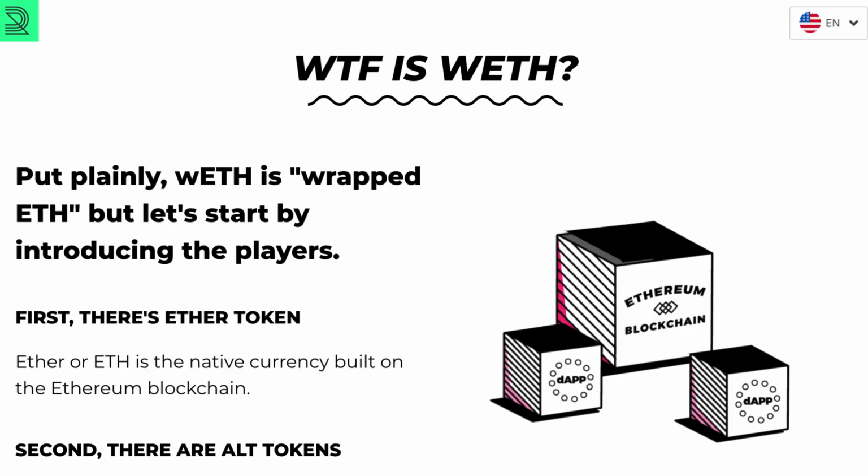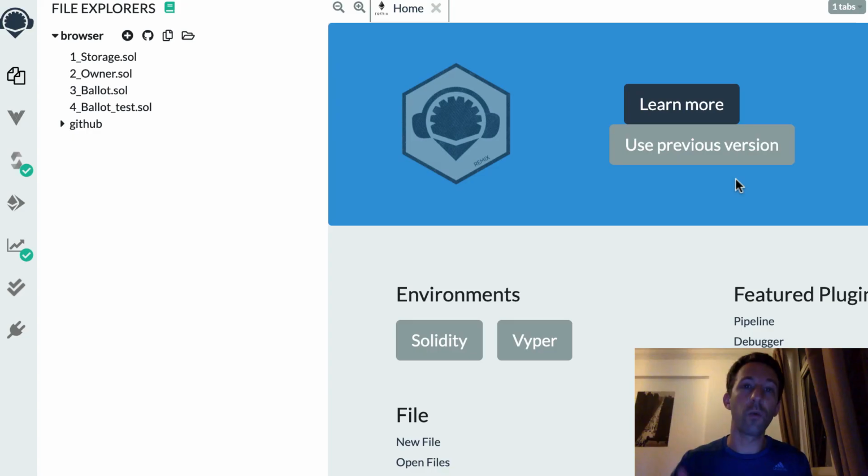So basically, wrapped Ether tokens are ERC20 tokens that have some Ether collateral inside. When you want to create a new wrapped Ether token, you have to provide some Ether to the smart contract of the wrapped Ether token. And if you want to get this Ether collateral back, you have to give back your wrapped Ether token. So let's see how we can code a wrapped Ether token in Solidity.